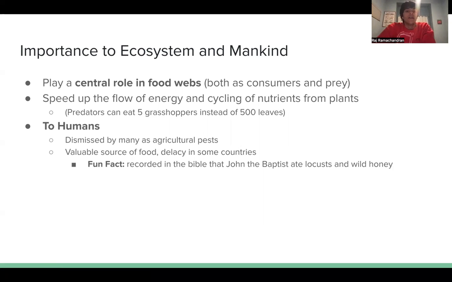To humans, many just dismiss them as agricultural pests, which is true. They do destroy a lot of crops, but they're also a valuable source of food in some places. They're a delicacy in some countries like Mexico and China. And fun fact, it was recorded in the Bible that John the Baptist ate locusts and wild honey.